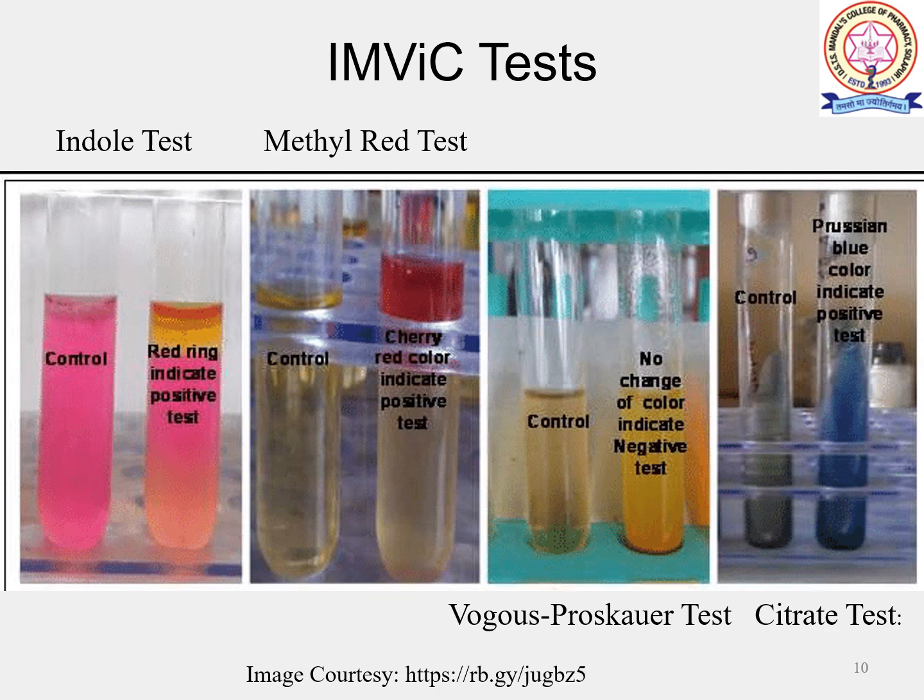For example, suppose we are performing the IMViC test for E. coli. Then it gives indole test and methyl red test positive, while the Voges-Proskauer and citrate tests are negative, so that we can confirm that the particular organism is E. coli. Suppose we are doing this test for Klebsiella aerogenes, then it shows indole and methyl red tests negative, but Voges-Proskauer and citrate tests positive. So likewise, this test is useful for different organisms.